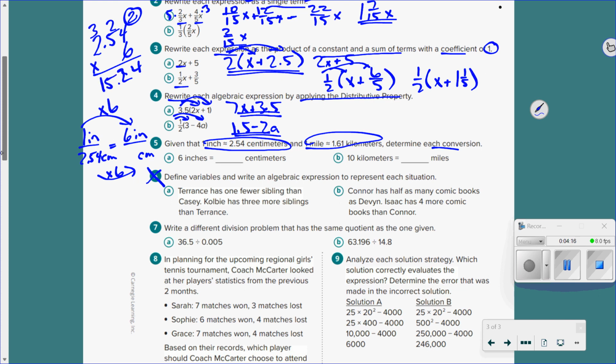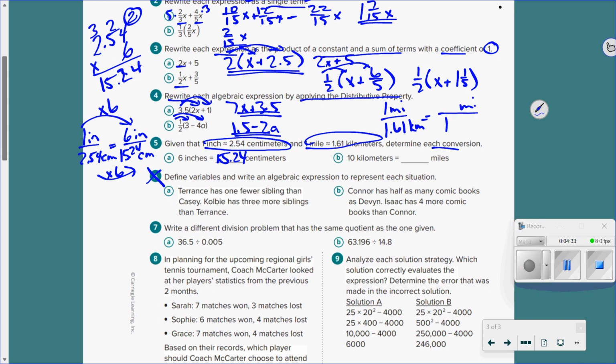Our next one, they said 1 mile is 1 and 6,100 kilometers, and I want it to be some number of miles over 10 kilometers. Do I know when I multiply 1.61 to get to 10?